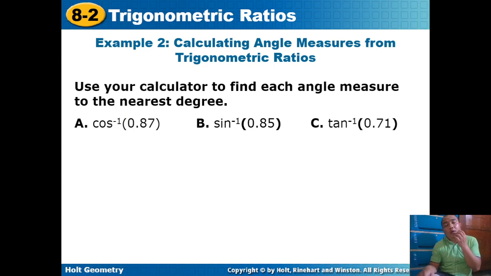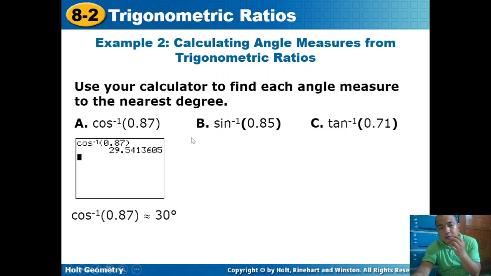Example: using your calculator, find each angle measure to the nearest degree. Inverse cosine 0.87. The answer is 30 degrees. Round your answer to the nearest degree. This is the original answer, 29.54. What did you press? Shift cos, then 0.87, equals 30 degrees. That's 29.54.